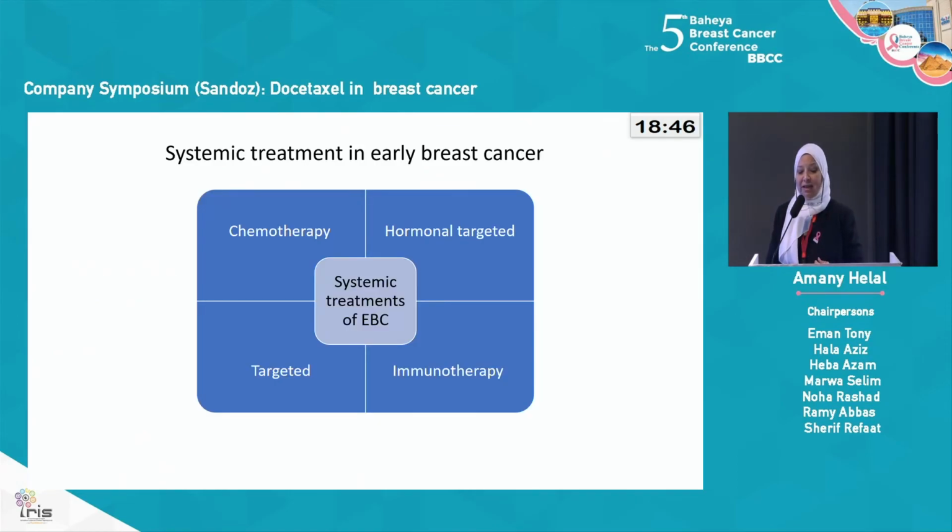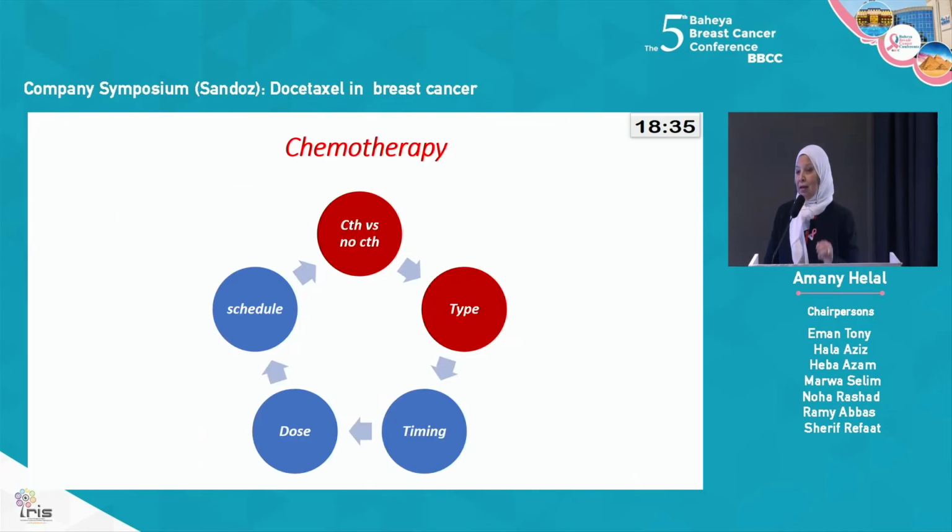Docetaxel in early breast cancer. We all know the systemic treatment in early breast cancer includes chemotherapy, hormonal treatment, targeted therapy, and immune therapy. I was introducing this slide maybe 3 years ago, and there was no immune therapy in early breast cancer. Nowadays, it is introduced in the neoadjuvant treatment of triple negative.